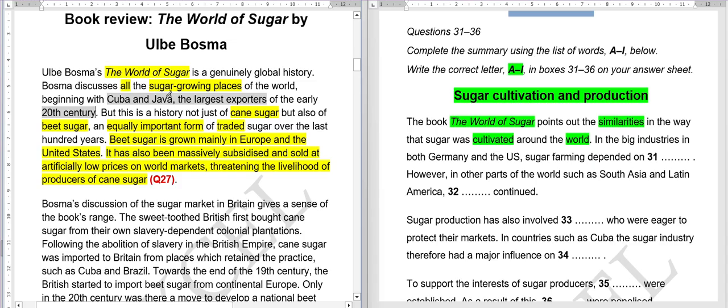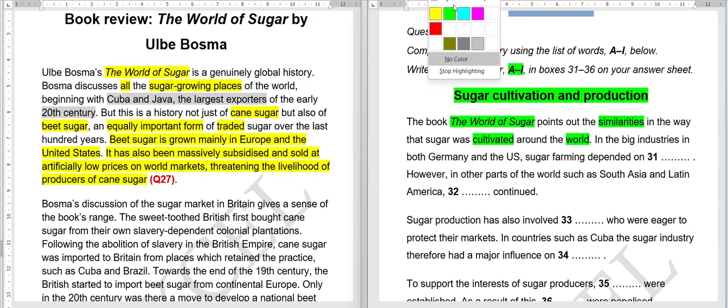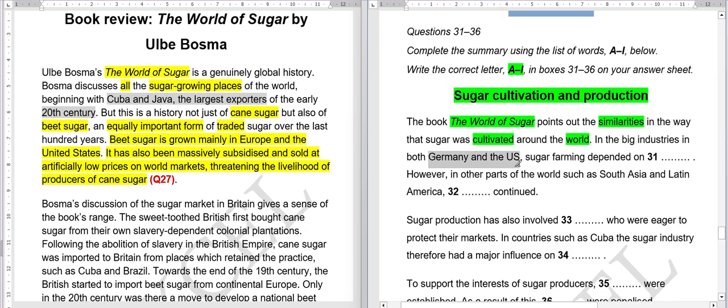Yeah, we are talking about sugar production, but there is no mention of a similar process used throughout the world. Even then, if we have to be very sure, let's read the 31st question: in the big industries in both Germany and the US. Now we will have to find Germany and the US. Is there any mention of Germany and the US? No. There is mention of Cuba and Java, but not of Germany and the US. So we know our answer is not in this particular paragraph.